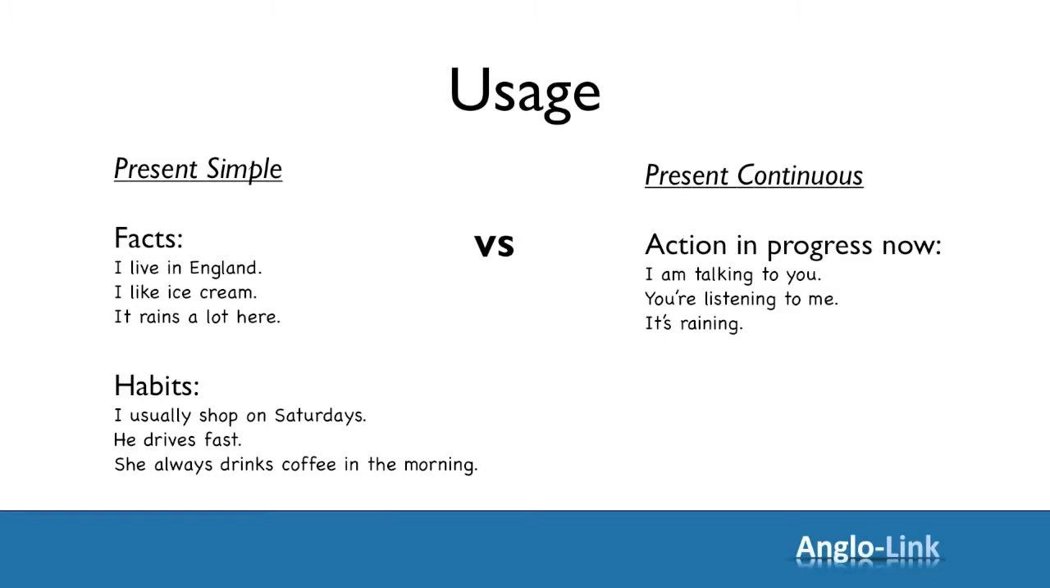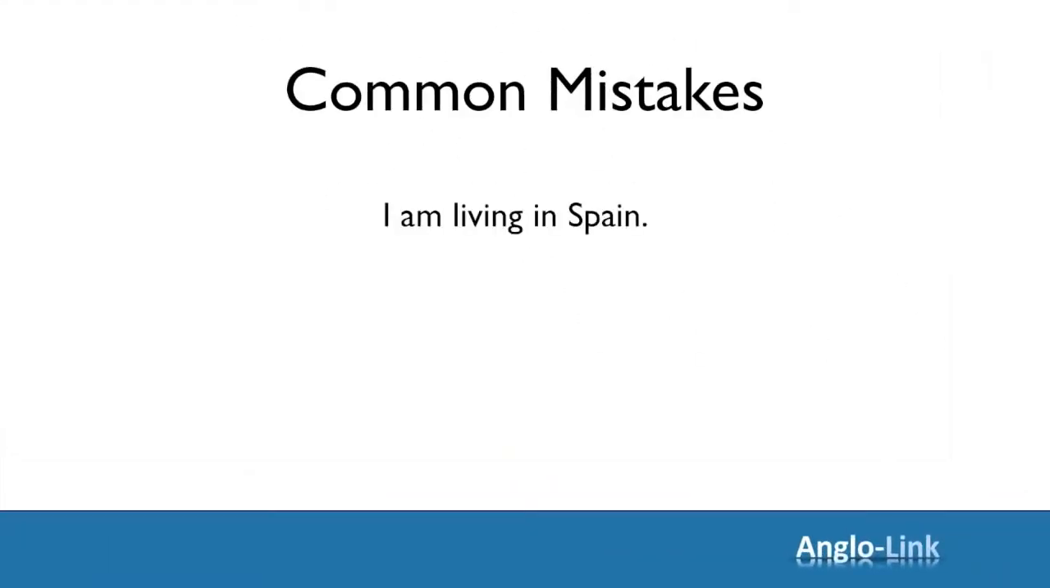Right then, let's move on and look at some common mistakes. Let's start with this sentence. Someone says, I'm living in Spain. And what they want to say is that this is their permanent place of residence. So, is this sentence correct? No. To show that it's a fact, that it's their permanent place of residence, they should use the present simple. I live in Spain. I'm living in Spain means it's just for a few weeks or a few months. I'll be moving somewhere else soon.